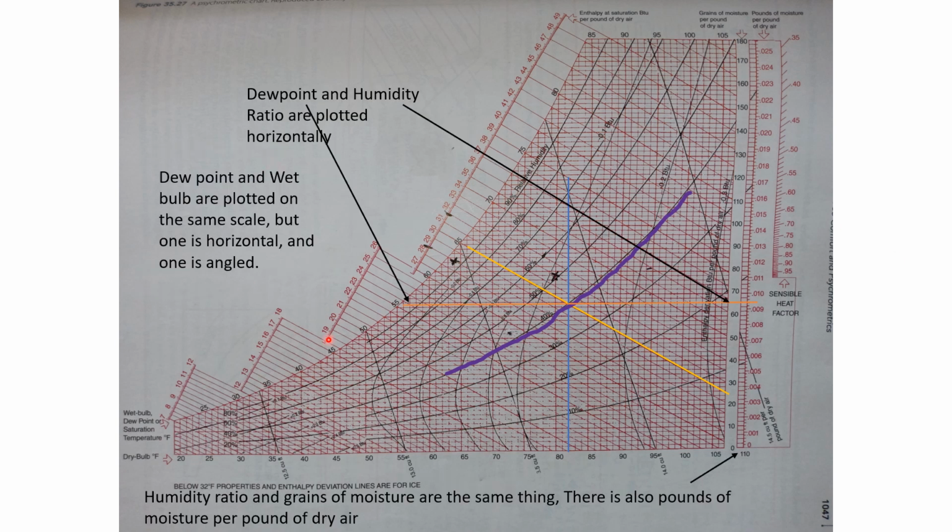And now you have dew point. We're going to talk about dew point and then humidity ratio. Okay, now they're plotted horizontally. All right. Now you may have seen psychrometric charts that have a dew point out here, and that's okay.